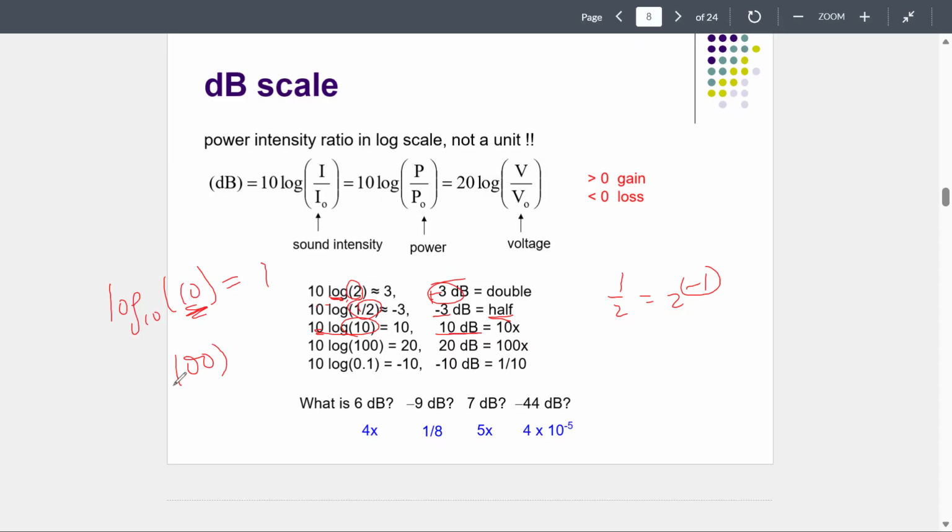If I want to say 100 times, 100 is 10 to the second power. This is 2 times log 10, right? So 20 dB. So it's very easy to read this. If I have 20 dB, how big is 20 dB? You drop the last 0 and raise it to 10, 10 to the second. So if I have a 50 dB gain amplifier, how much amplification do I have? Drop the last 0, raise it to 10, 10 to the 5th, 100,000 times. We have 100,000 times the gain.